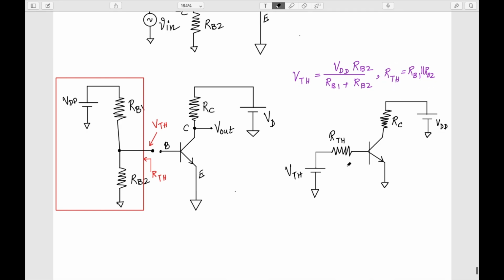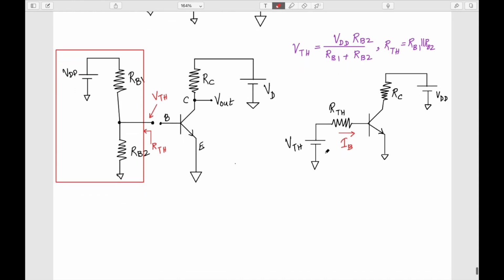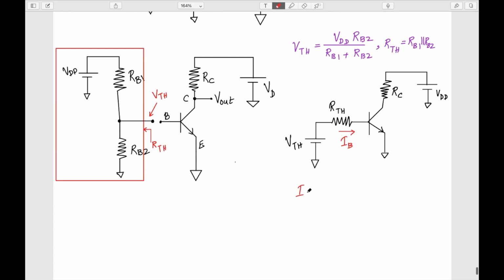So this way I can easily find my current IB. The expression of this IB will become very simple now. My IB will be given by VTH minus the VBE on voltage. So this is my base, this is my emitter, and this is my collector. VBE, the on voltage, we know it is 0.7, divided by this RTH. So using the simple expression, we can find this current IB.